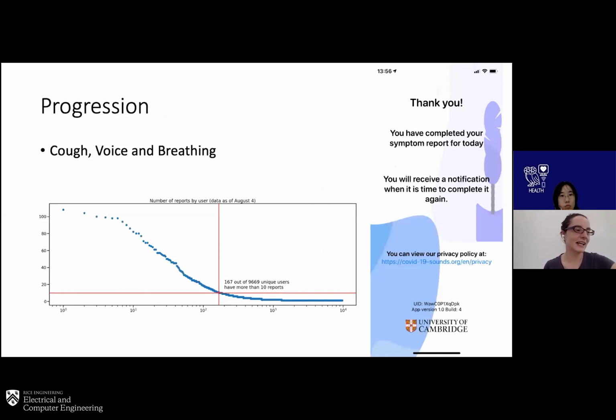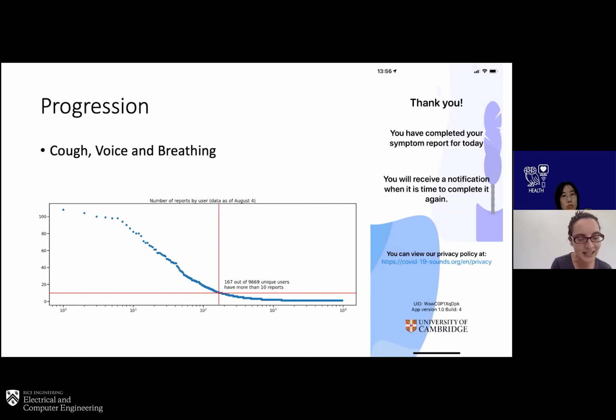One thing that I find interesting in the crowdsourced data we are collecting is that we are asking people to come back to the app every couple of days to give us another sample. And this graph, which was generated a couple of days ago, is the number of users that have given us more than 1 report, essentially, as you can see there. 167 out of those 10,000 unique users have more than 10 reports. It's difficult for people to come back. Most people just give us one report.